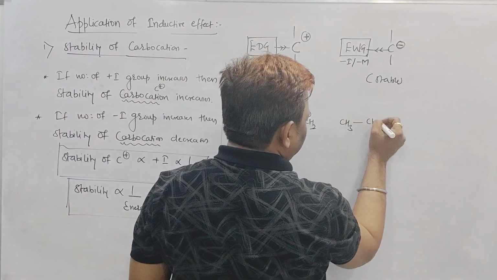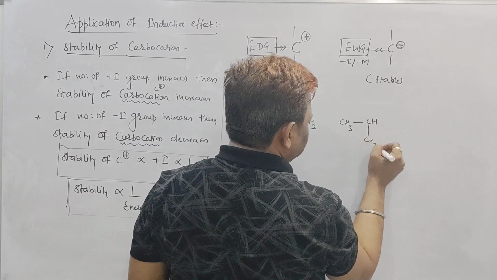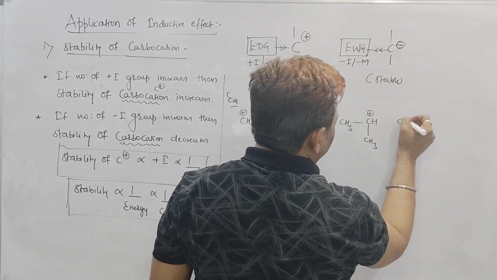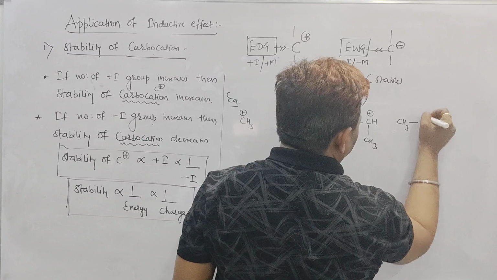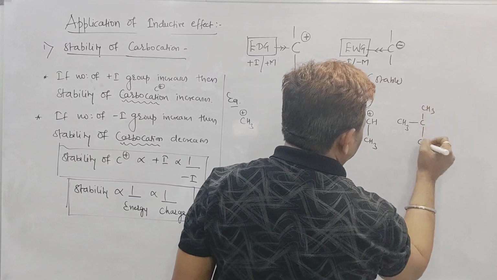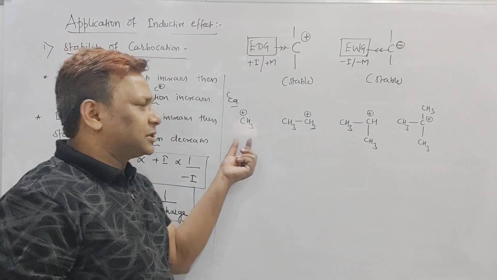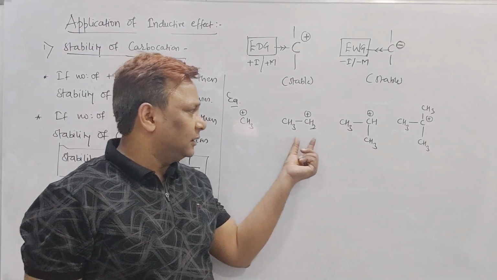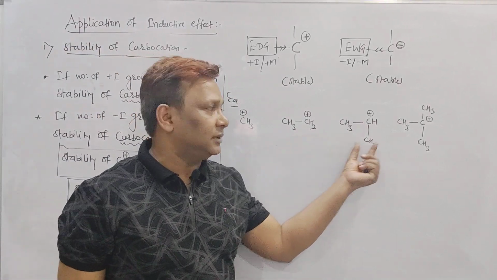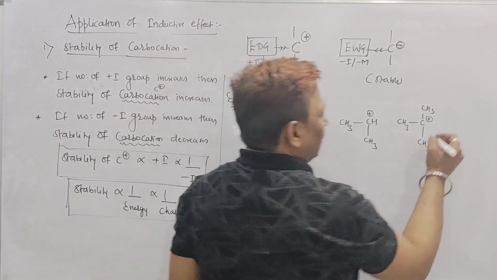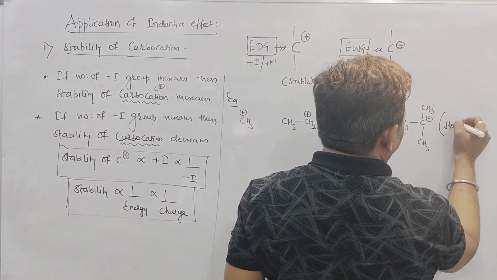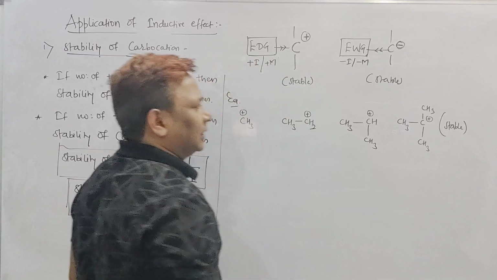Beta, CH3, then CH, then CH3 plus, and the last compound, beta, CH3, CH3 and then CH3, and this is the plus. If I ask you, this is compound number 1, then compound number 2, compound number 3, compound number 4, among all these, which is more stable?